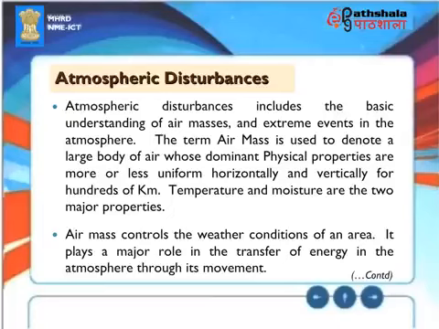The term air mass is used to denote a large body of air whose dominant physical properties are more or less uniform horizontally and vertically for hundreds of kilometers. Temperature and moisture are the two major properties. Air mass controls the weather conditions of an area. It plays a major role in the transfer of energy in the atmosphere through its movement.